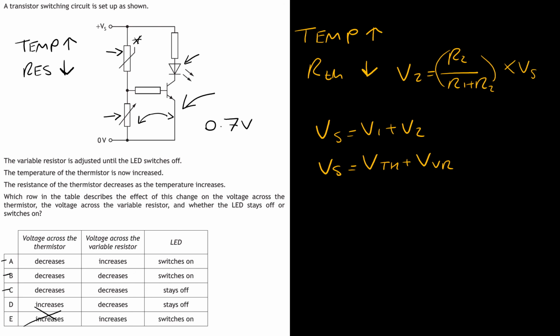So again, looking at our table, voltage across the thermistor decreases, voltage across the variable resistor increases. That's the only one that's correct. And because the voltage across the variable resistor goes up, that means the voltage across the transistor goes up and the LED switches on. So the answer must be A.